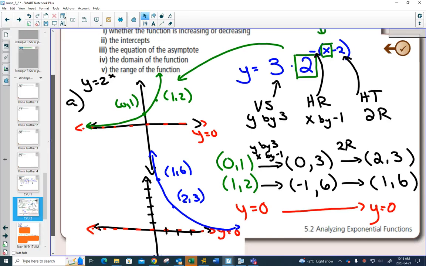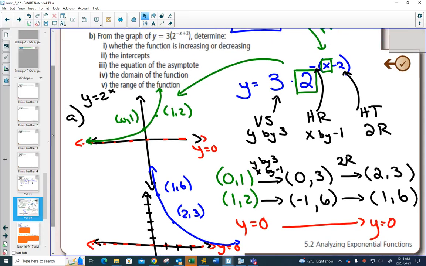So the question said, once we've done this, is our final blue graph increasing or decreasing? This one happens to be decreasing. Intercepts. There's no x-intercept, but because it's going to keep going to the left, there should be a y-intercept.